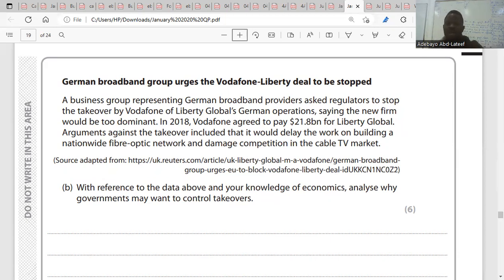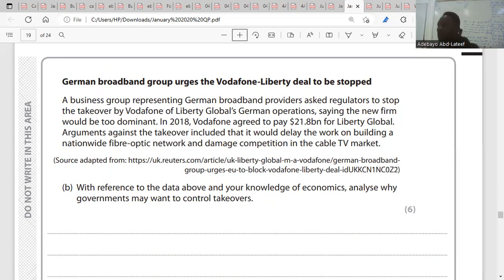So Liberty Global is also part of the cable industry. But Vodafone is willing to pay such huge amounts to take Liberty Global. So if it takes Liberty Global, it means that Vodafone will be taking the industry as a whole. So Vodafone might become a monopoly in that country.